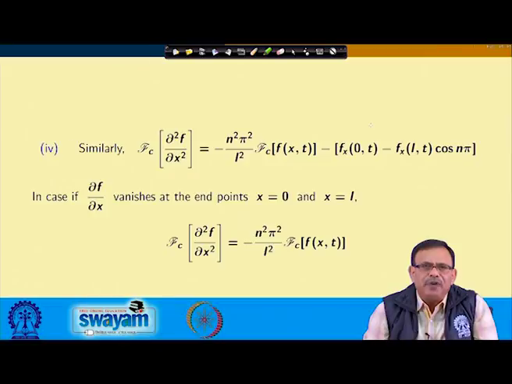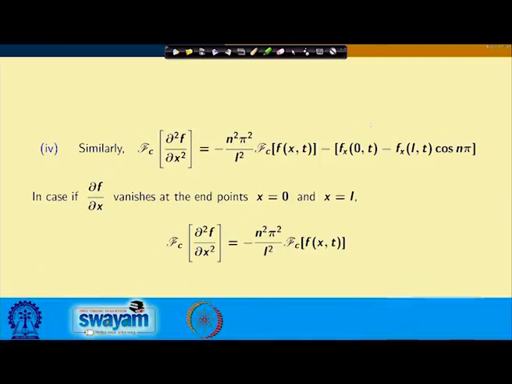In case del f by del x vanishes at the end points, at x equals 0 and at x equals L, just like we have done as a special case for the finite Fourier sine transform, then the finite Fourier cosine transform of del 2 f by del x square will reduce to minus n square pi square by L square into the finite Fourier cosine transform of f of x t. So, these four formulas are very much required, and you should remember them or you should derive them, so that whenever we try to solve problems, we can use these particular formulas and solve problems on finite Fourier transforms.